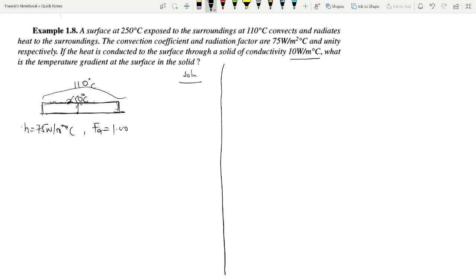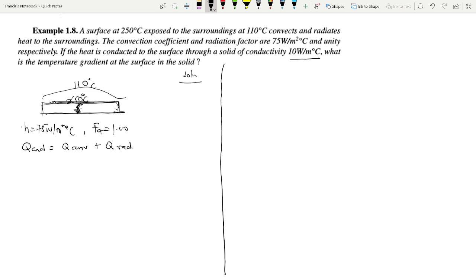Now we see that there is a temperature gradient established here, where the inner part of the solid has a higher temperature than the outer surface of the solid. So heat is being conducted from the inner to the outer surface, and that is at 250 degrees Celsius. And at the outer surface, heat is being lost to the surroundings by both convection and radiation. So it means that our heat by conduction should be equal to heat by convection plus heat by radiation.